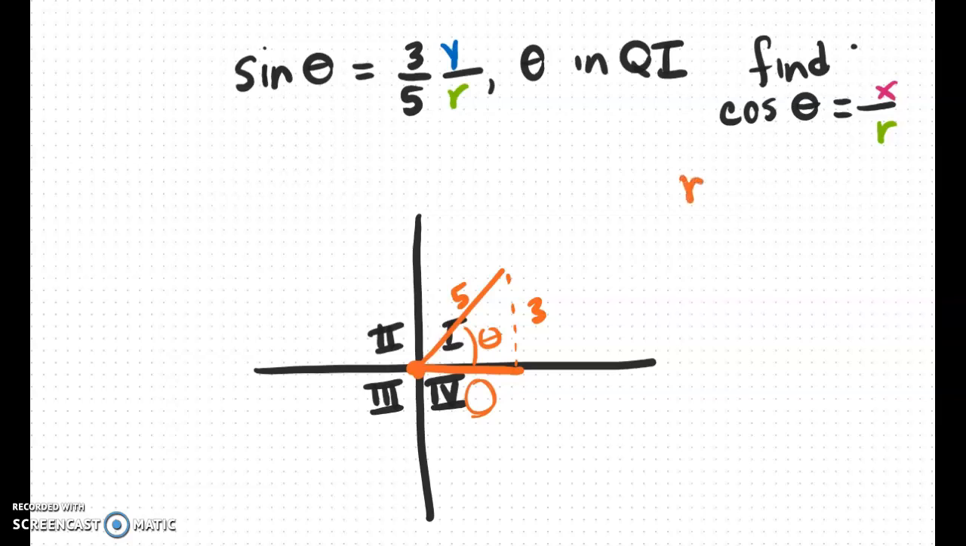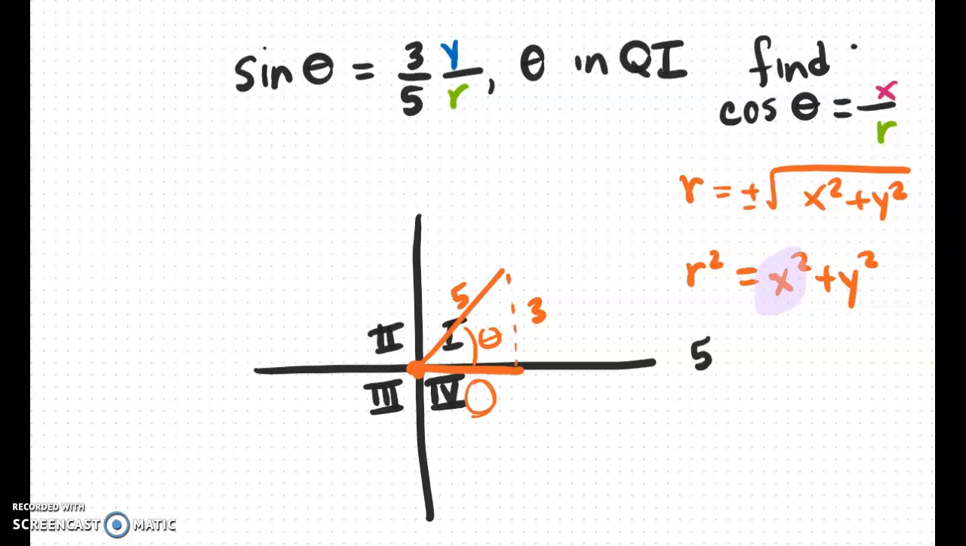I can say r is equal to plus or minus the square root of x squared plus y squared. We can also write this formula as r squared is equal to x squared plus y squared if I squared both sides. And so in order to solve this, I need to find x. So I'll plug in what I know. I know that r is 5 and y is 3.